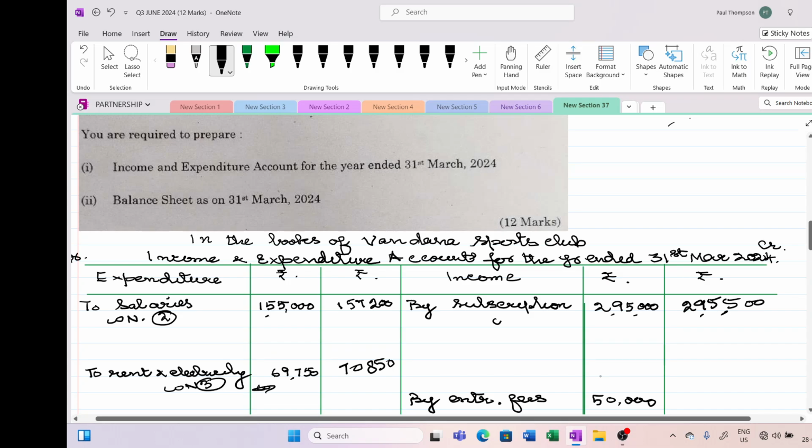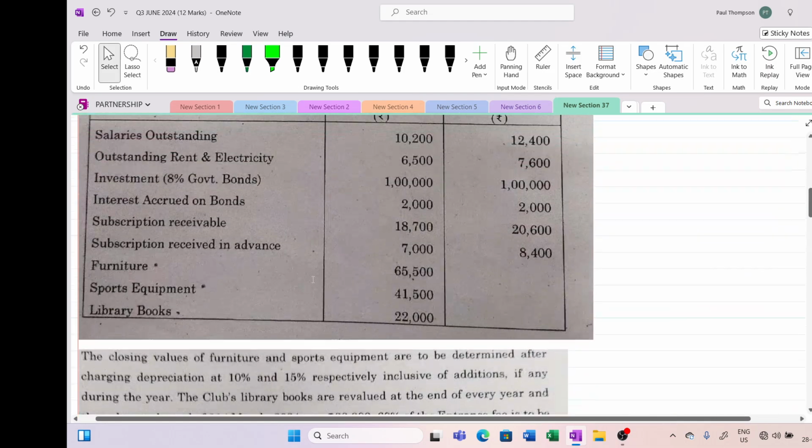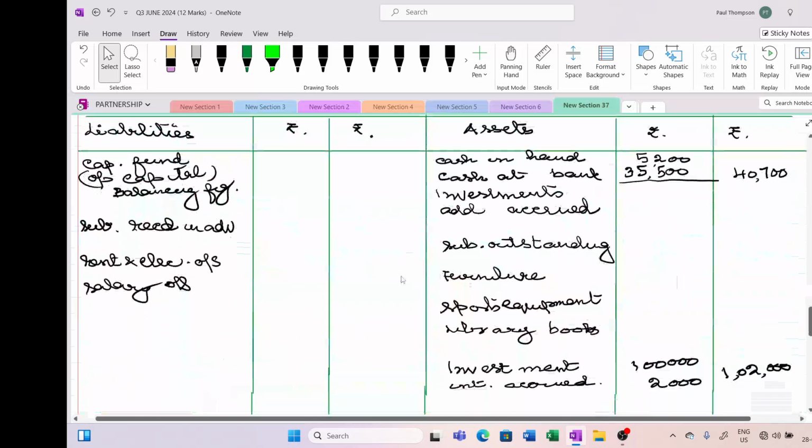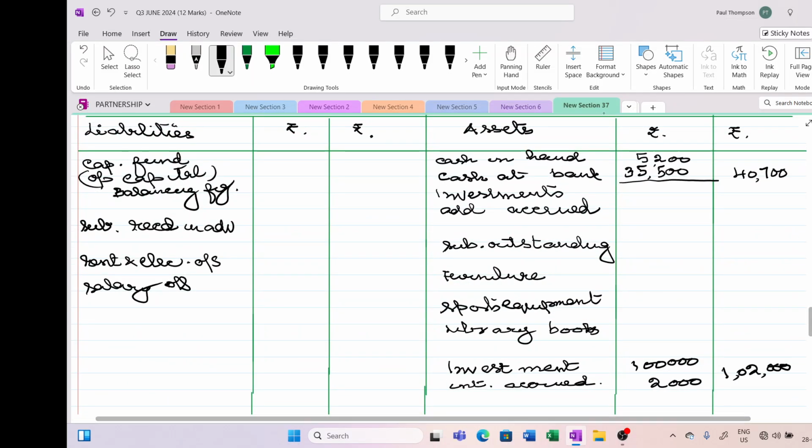So this is working note 1. You can give like this also. So this part is also over. So you have to go like this one by one. So we finished subscription receivable received in advance. Now furniture was 65,500 last year. So now last year balance sheet, the furniture is 65,500. All the depreciation adjustments will be made in the closing balance, not on the opening balance.